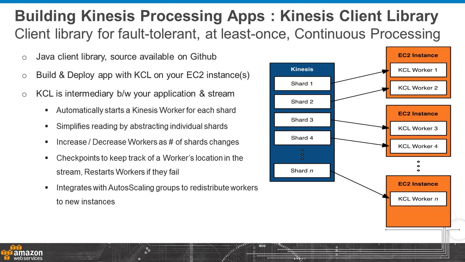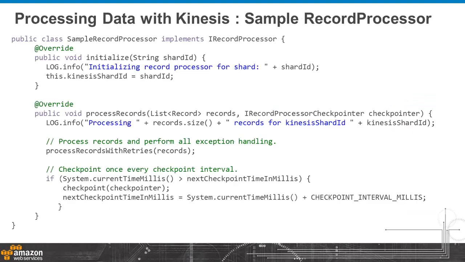The Kinesis client library can extend to auto-scaling groups. So as a developer, you could deploy this application on multiple instances of EC2 running under the aegis of an auto-scaling group, and the client library will redistribute workers as new instances get spun up or spun down.